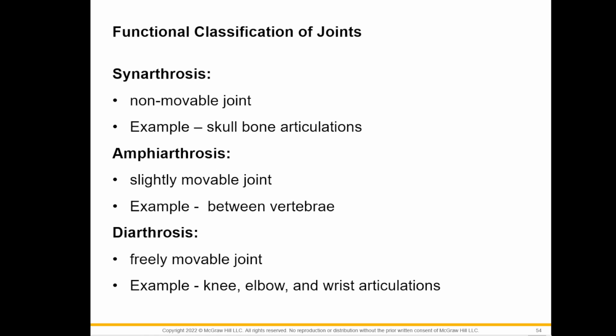There are also bones in the body which, when connected, allow slight movement. And we call them amphiarthrosis. And usually you find them in between the vertebrae. Then lastly, we have freely movable joints called diarthrosis. So usually you see them in our wrists, in our elbows, in our knees, and even in our shoulders and hips. Right? Freely movable.